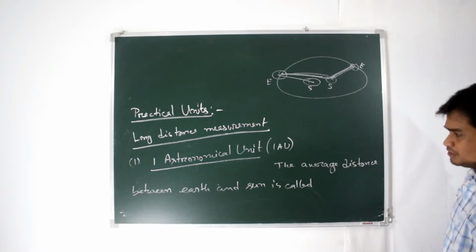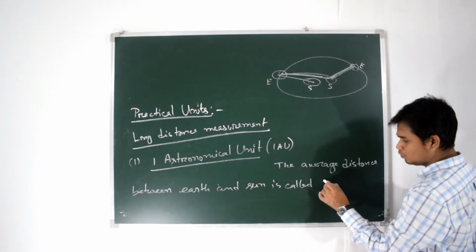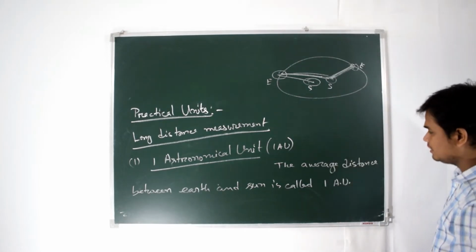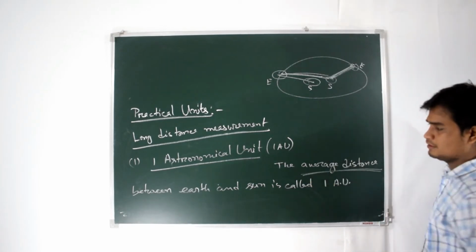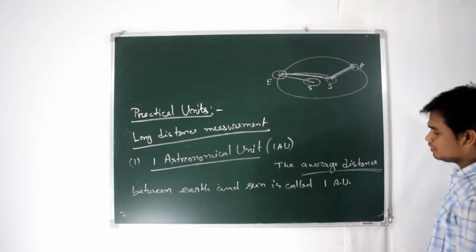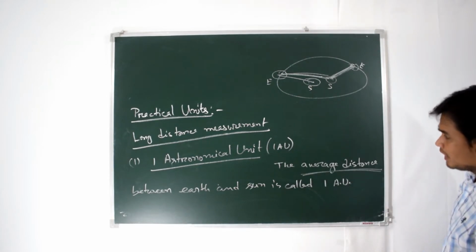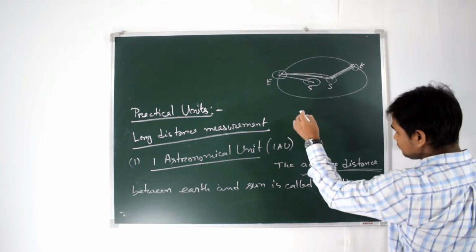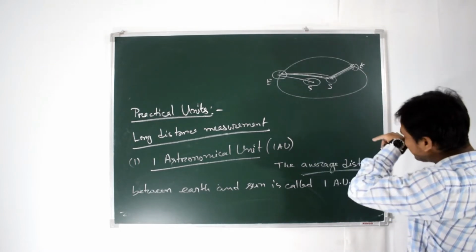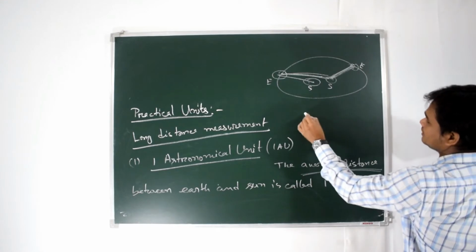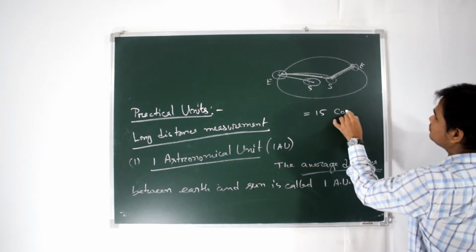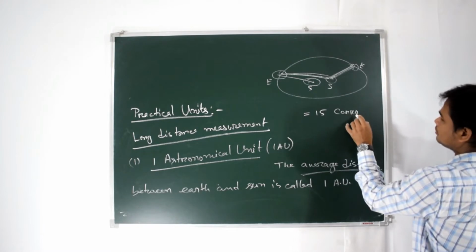1 astronomical unit. The average distance between Earth and Sun is called 1 astronomical unit. Okay, the average distance, keep it in mind. So we know from the earlier classes that the distance between Earth and Sun is 15 crore kilometer.